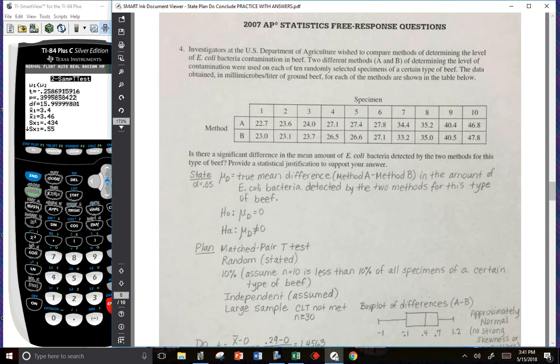Okay, guys, I need y'all to pay attention. So we need the difference of A minus B. Do you really want to sit here and calculate 22.7 minus 23.0 and then minus, no. You go up to L3, you go second 1 minus second 2, enter, and it does it for you.